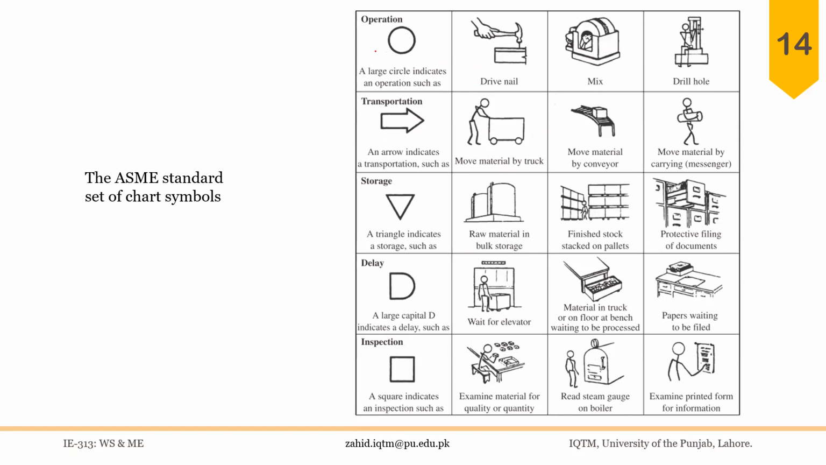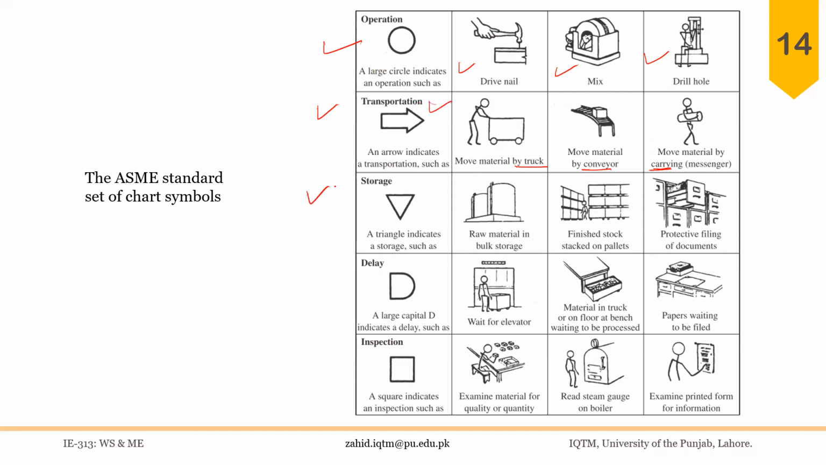So operation is shown as a circle. So a large circle indicates an operation such as driving nail in some wooden workpiece, mixing different ingredients together, or drilling a hole using a drill press. Similarly, transportation is shown using an arrow. So transportation could be moving material by truck or moving material by conveyor or moving material by carrying. So mode of transportation can vary, but this is the symbol used for transportation.